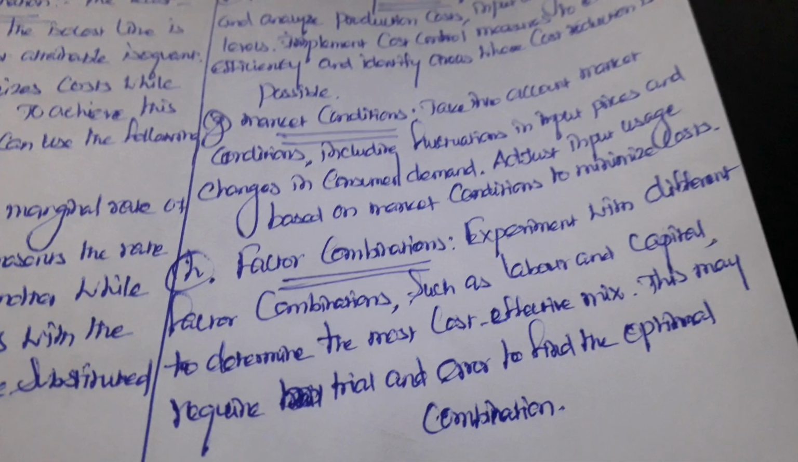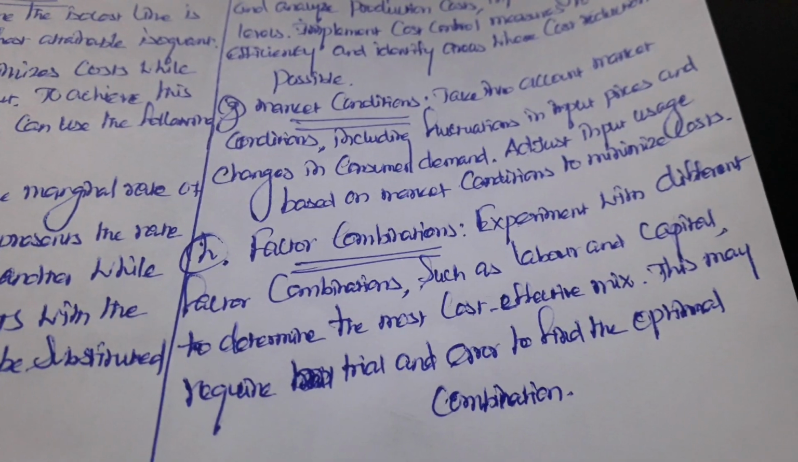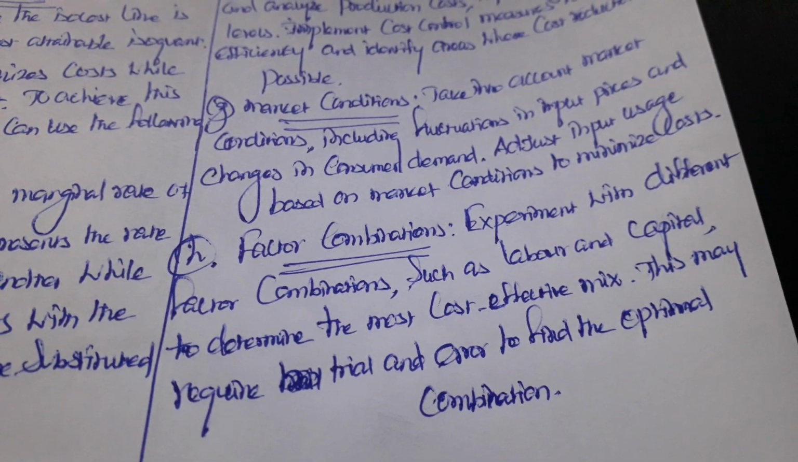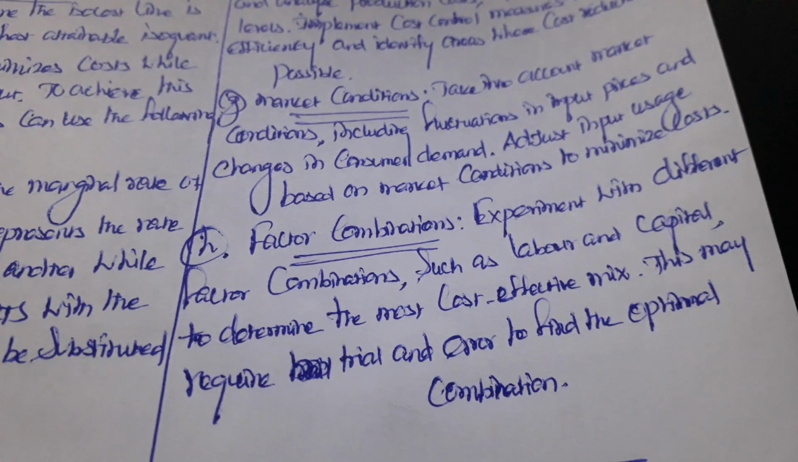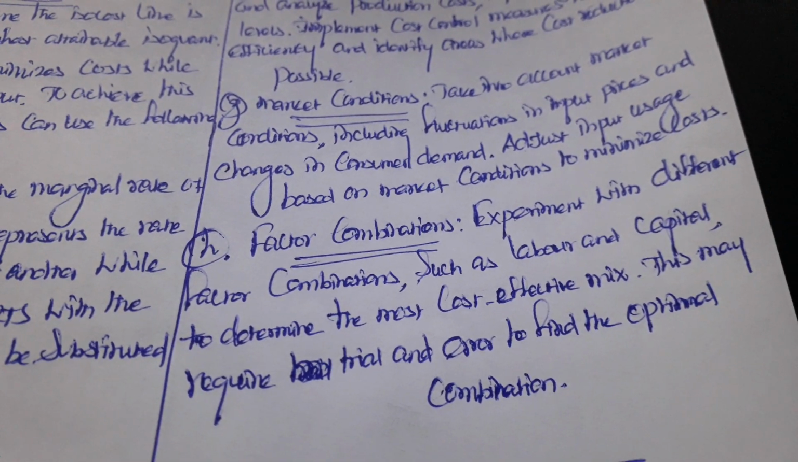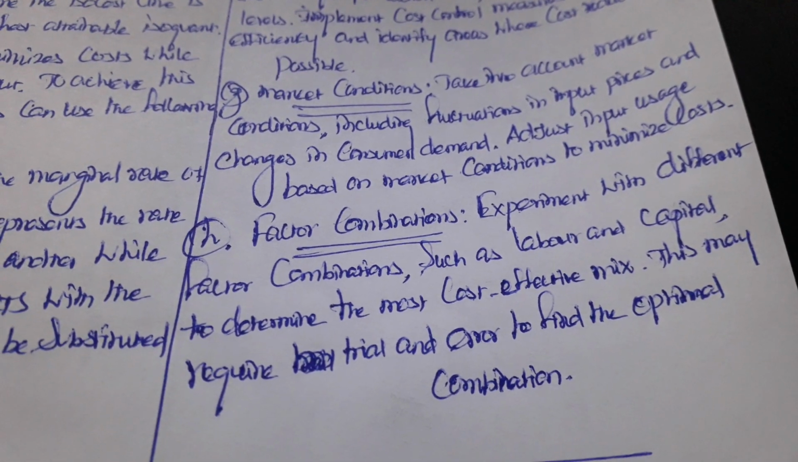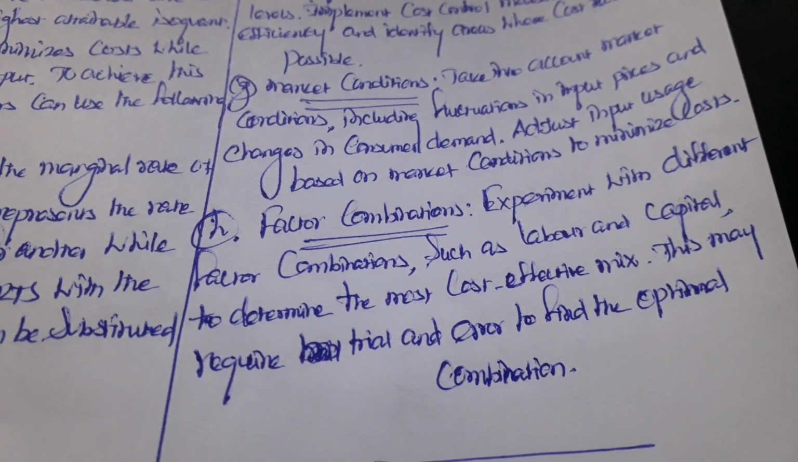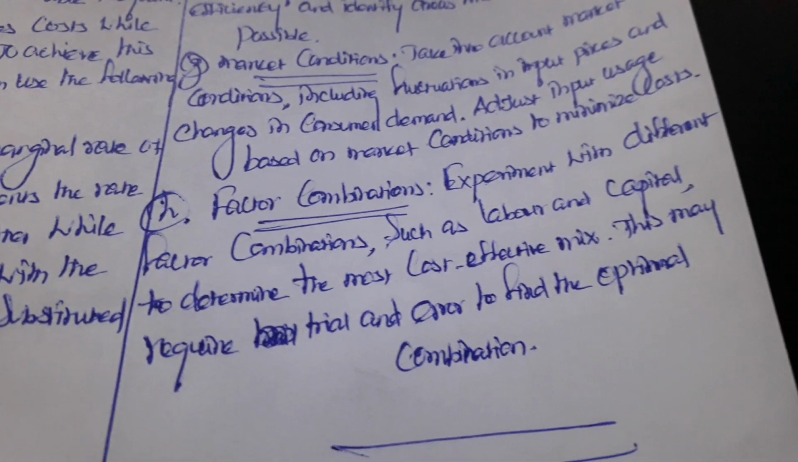The producers need to focus on market conditions including the fluctuations in input prices and changes in consumer demand. They need to adjust input usage based on market conditions to reduce the costs.